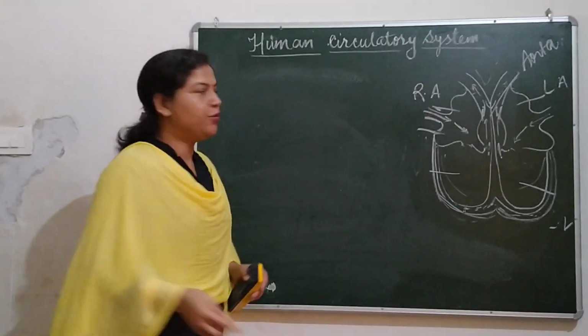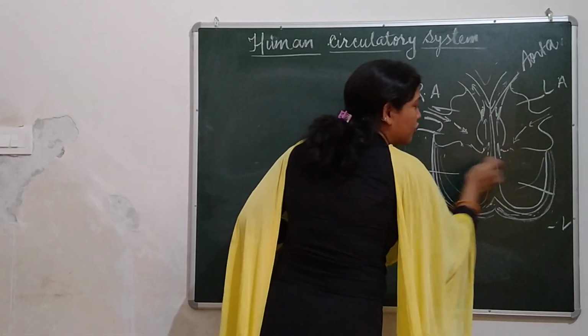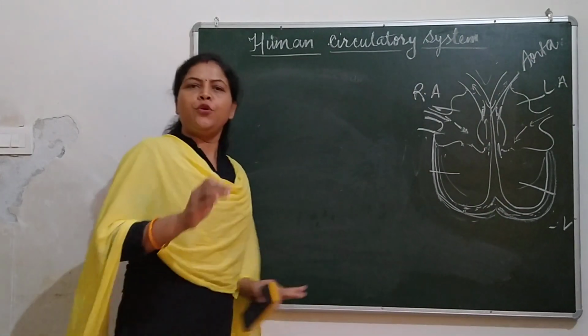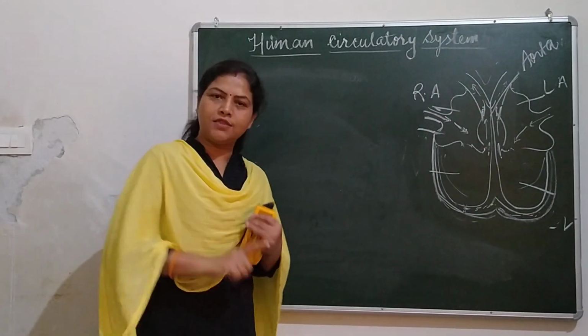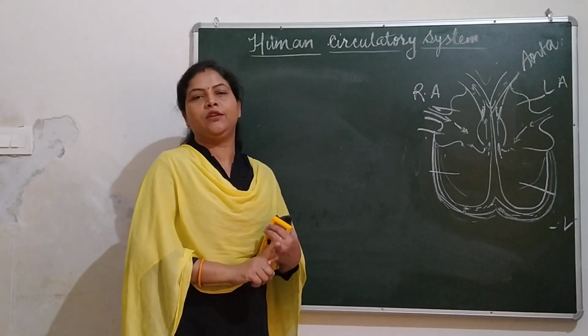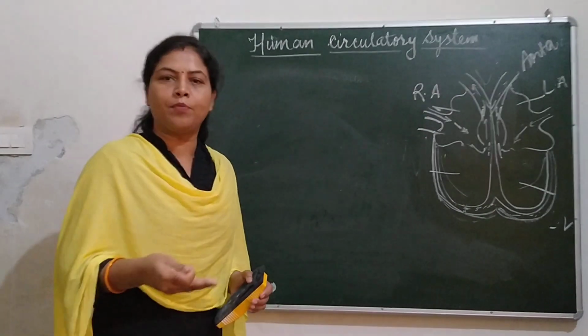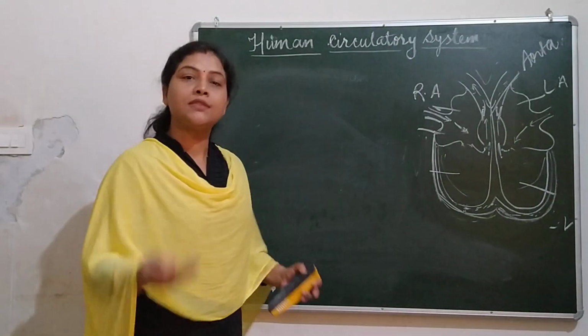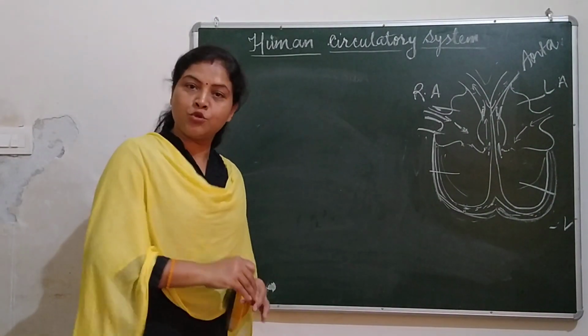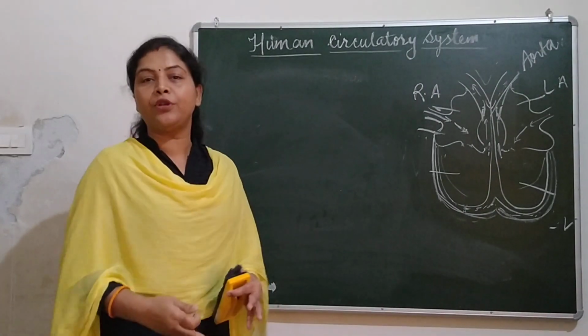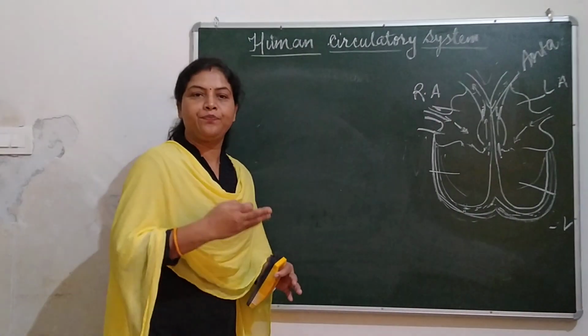As I have told you, the heart is four-chambered. The heart consists of both kinds of blood, oxygenated and deoxygenated. Oxygenated means pure blood and deoxygenated means impure blood. So let us know how the blood comes to the heart and how it is distributed throughout the body.